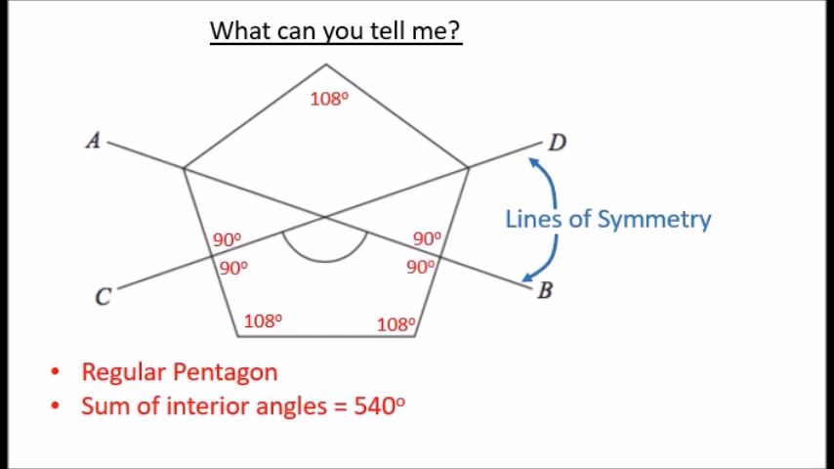We should also recognise that if this is a line of symmetry and these are straight sides, that means these are 90 degrees on each side, here and here. Because this is a straight line, these have to be 90 degrees. We also recognise that if this angle is 108 degrees, then each side of the angle, because of the line of symmetry, must be 54 degrees.